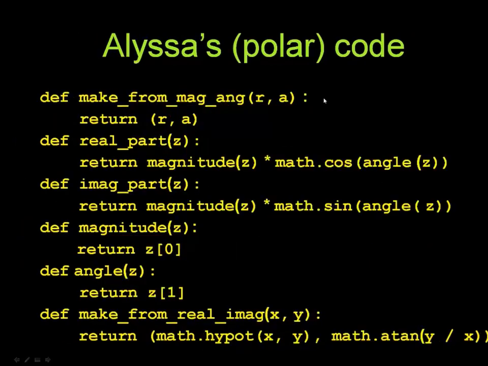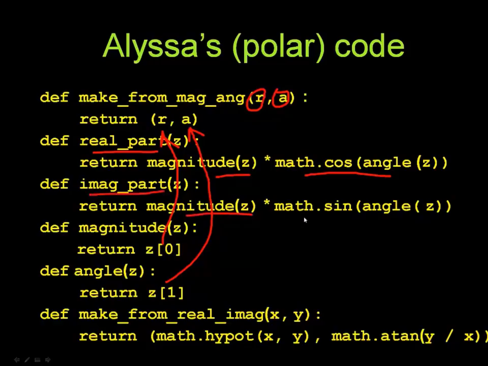Now for the polar coordinate version, we can store r and a instead of x and y. r is the magnitude and a is the angle. The magnitude is now the first thing, and the angle is now the second thing. The real part is r cos theta, so you take the magnitude and multiply by the cosine. And the imaginary part is r sin theta. So this is what you do.